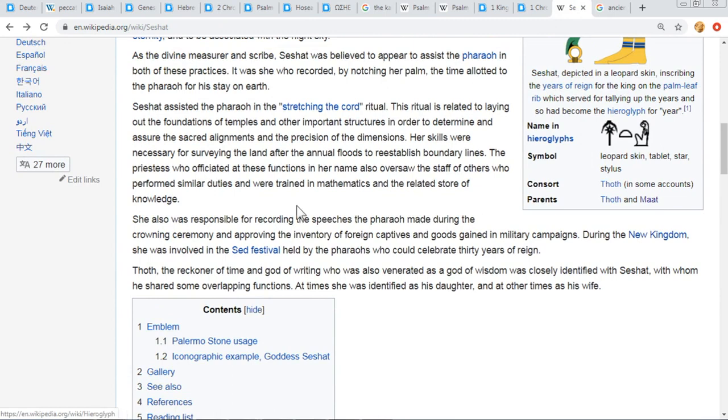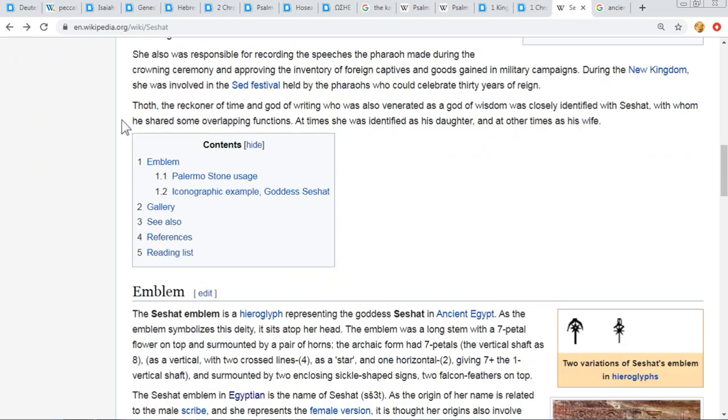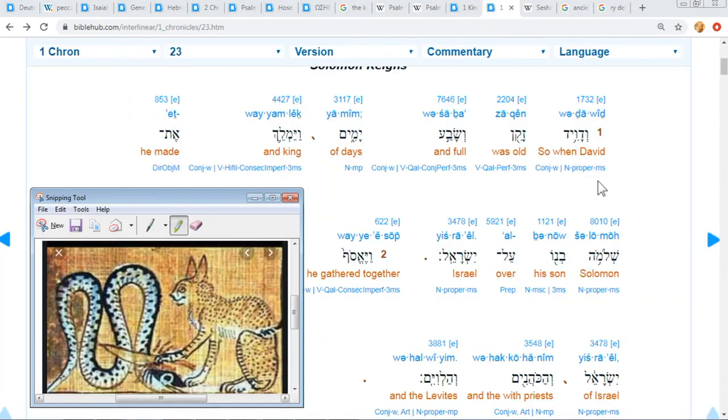That was David's job, to divide. Priestesses who officiated these functions in her name also oversaw the staff of others who performed similar duties, were trained in mathematics, the cipher, and related store knowledge, and taught the record of time. Thoth, god of writing, who is also venerated as the god of wisdom, is closely identified with Seshat. Overlapping functions. Sometimes she was the daughter and sometimes she was the wife. Now that we all know about Seshat, we can read this a lot quicker.